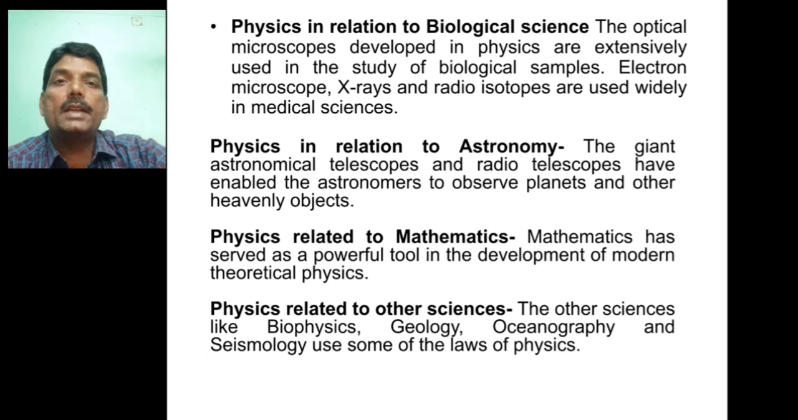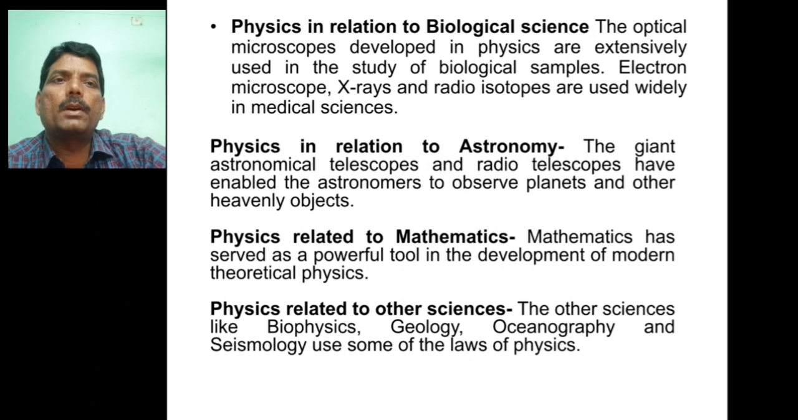Physics in relation to astronomy: the giant astronomical telescope and radio telescope have enabled astronomers to observe planets and other heavenly objects. Now you see, in the astronomical telescope, we are also using lenses having different focal length and aperture, so that you can see the heavenly objects very clearly. So for the study of astronomy, physics plays a very important role.